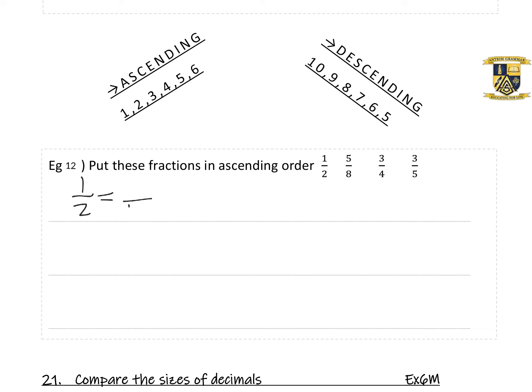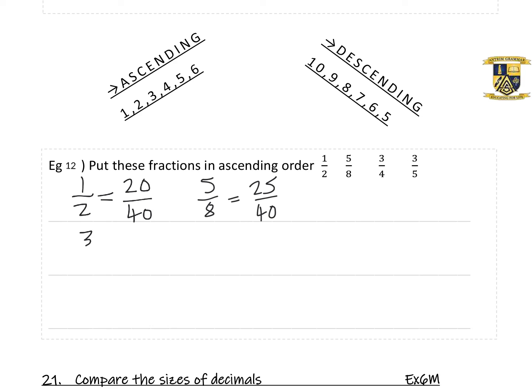So a half is how many 40ths? We'd have to times it by 20. So 1 times 20 is 20. 5/8 into 40ths. 8 times 5 is 40. So 5 times 5 is 25.